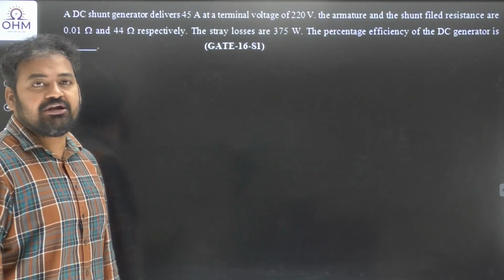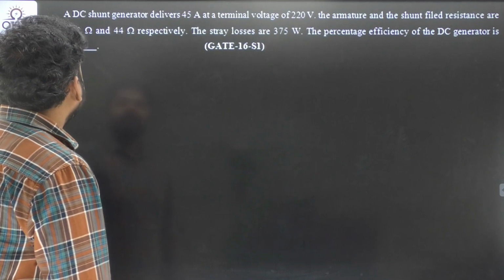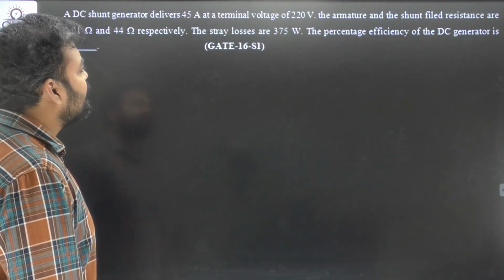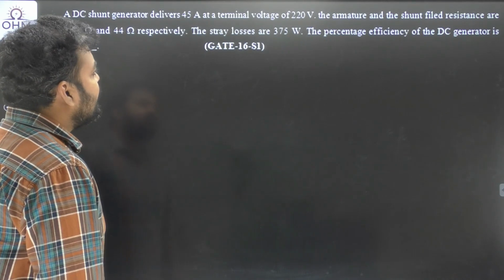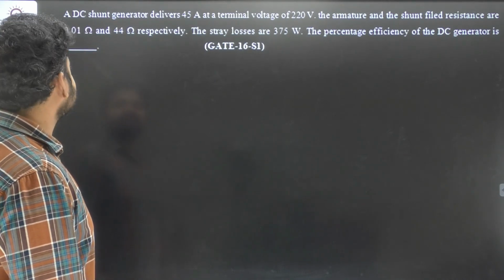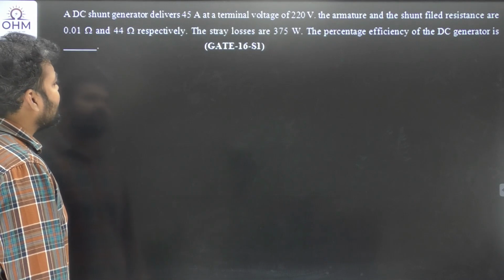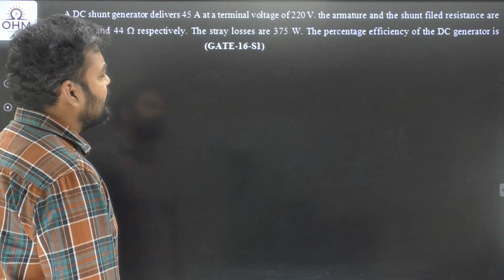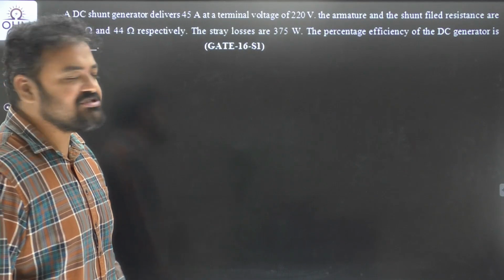This is a question from GATE 2016 paper. A DC shunt generator delivers 45 ampere at a terminal voltage of 220 volt. The armature and shunt field resistances are 0.01 ohm and 44 ohm respectively. The stray losses are 375 watt. What is the percentage efficiency of generator?